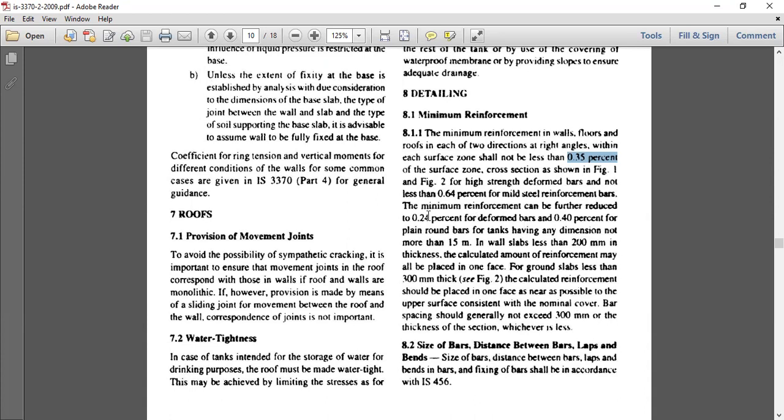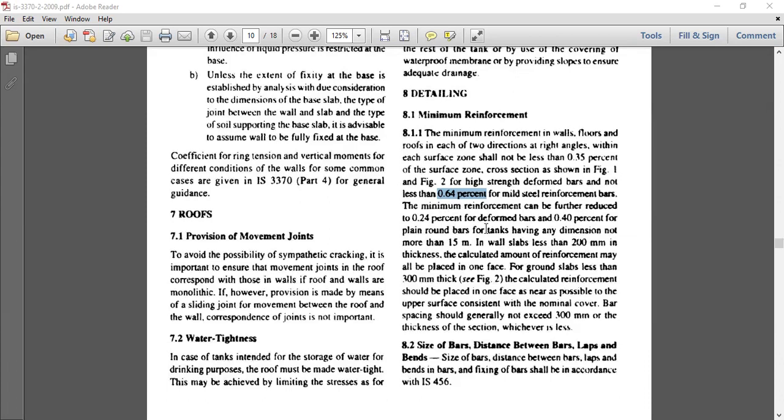So basically the minimum reinforcement percentage is how much? 0.35 for HYSD bars, and it should not be less than 0.64 percentage for mild steel, meaning for Fe250. For Fe250 it is 0.64, and for Fe415 it is 0.35. Is this clear everyone? Now, the minimum reinforcement can be further reduced to 0.24 percentage for deformed bars and 0.4 percentage for plain bars.